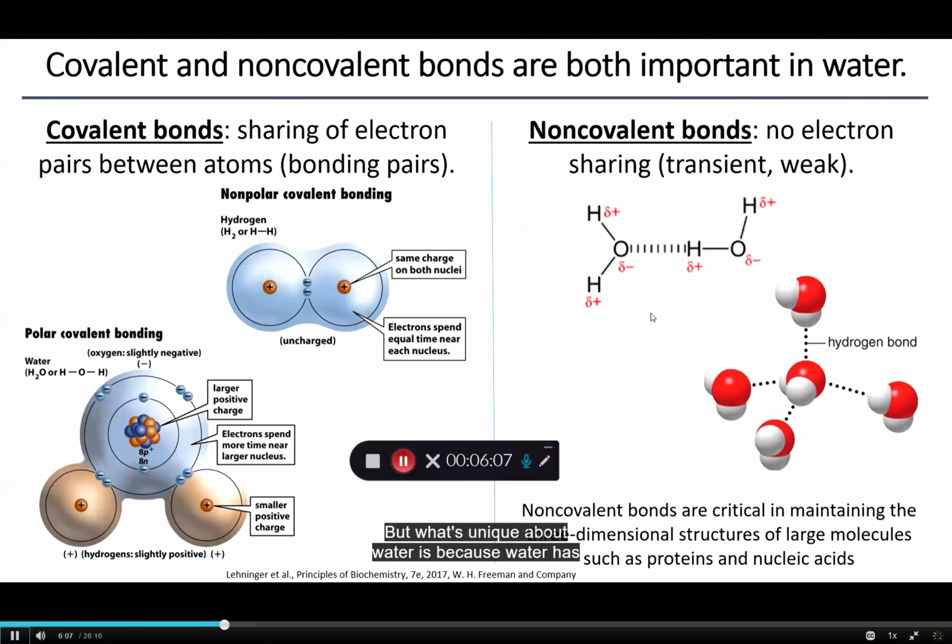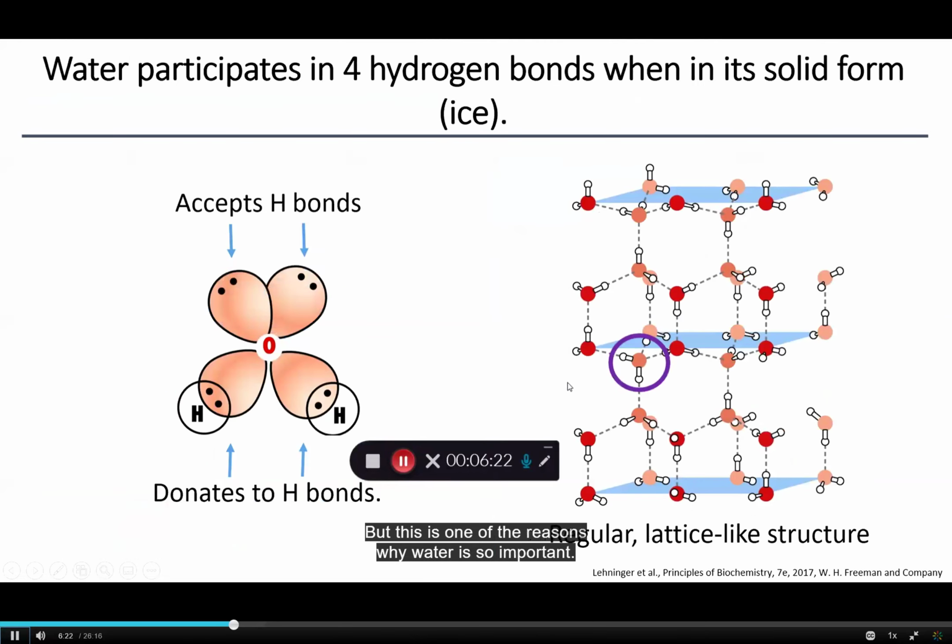But what's unique about water is that because water has both a partial positive and a partial negative charge, water molecules are really cohesive. They tend to stick closer together. I'm going to come back to this in a second, but this is one of the reasons why water is so important. Again, water participates in 4 different bonds with itself. It can hydrogen bond with itself. It can accept hydrogen bonds on the negatively charged side, and it can donate hydrogen bonds on the positively charged side.